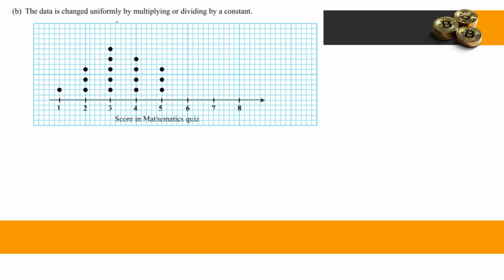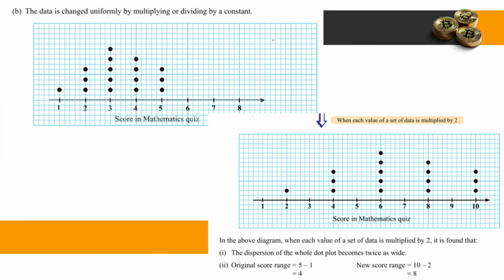Okay, so now the data is changed uniformly by multiplying or dividing by a constant. So what if each value of the set of data is multiplied by 2? So 1 times 2, 2 times 2, 3 times 2, 4 times 2, 5 times 2, 6 times 2. Okay, until here because it is not there, so no need. So 6 times 2 is 12. 12 is not there either, so 5 times 2.